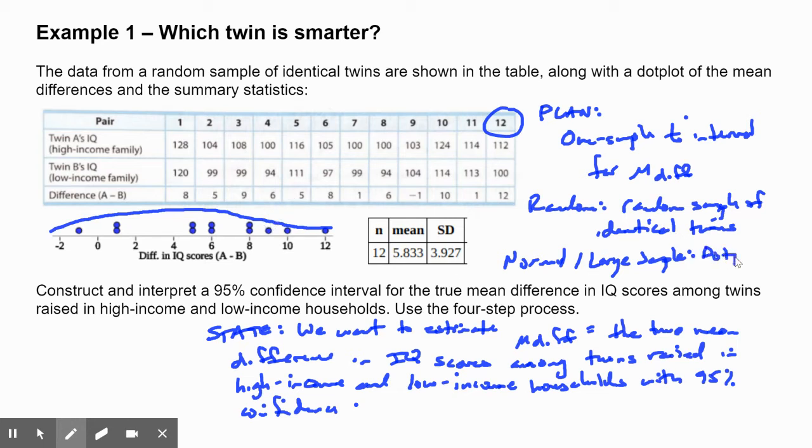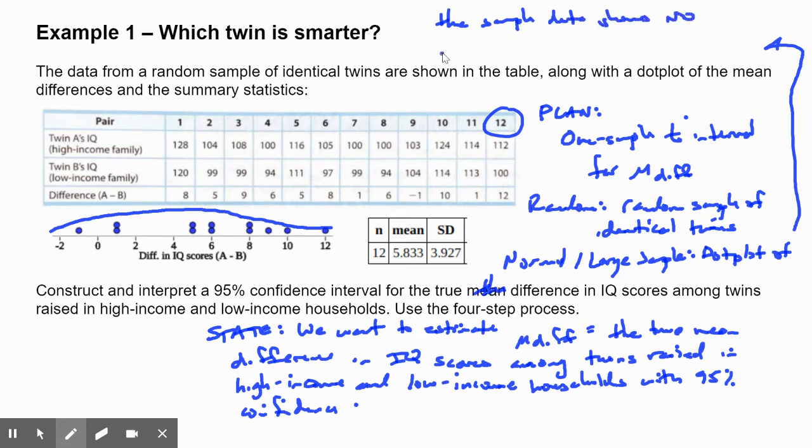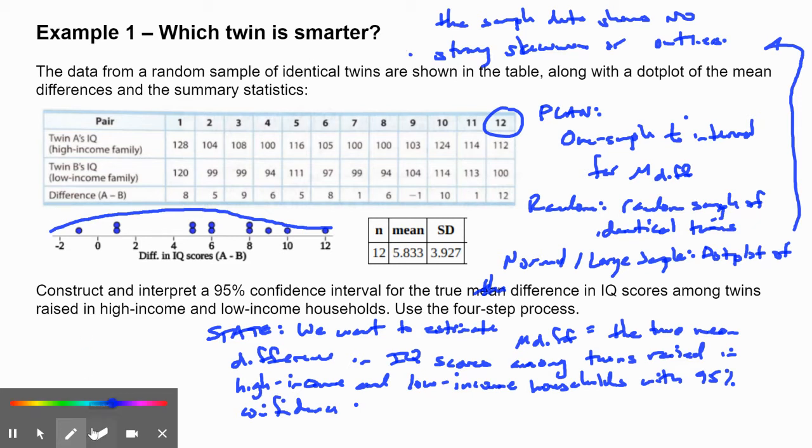So the dot plot of the sample data shows no strong skewness or outliers. So for the normal large sample condition, the dot plot of the sample data shows no strong skewness or outliers. So both conditions are met. So now we can go ahead and do the problems.